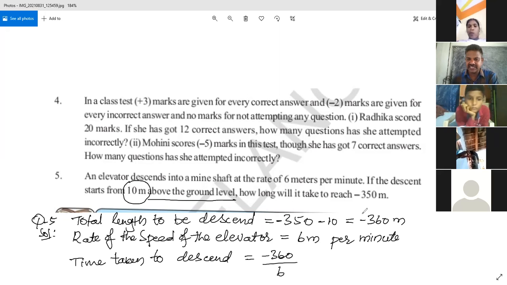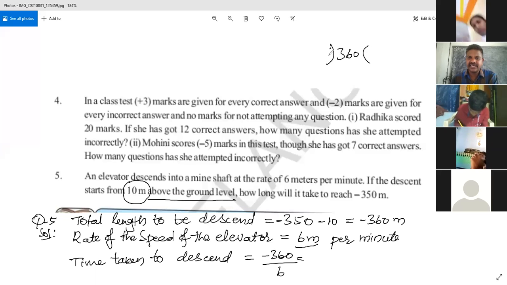So altogether the distance is minus 360 meters. We have to descent the total length. The rate of the elevator is 6 meters per minute. So for each minute, it descends 6 meters. How much time will it take to descend minus 360 meters? To find that, you just divide minus 360 by 6.